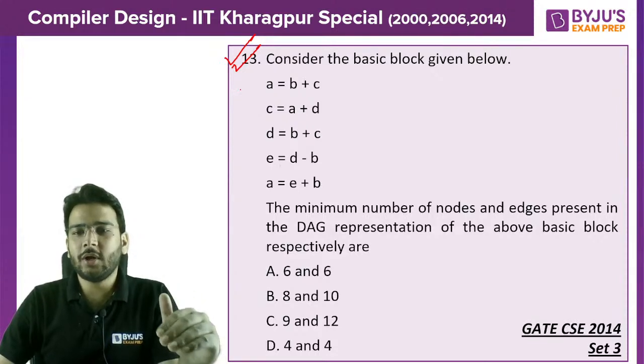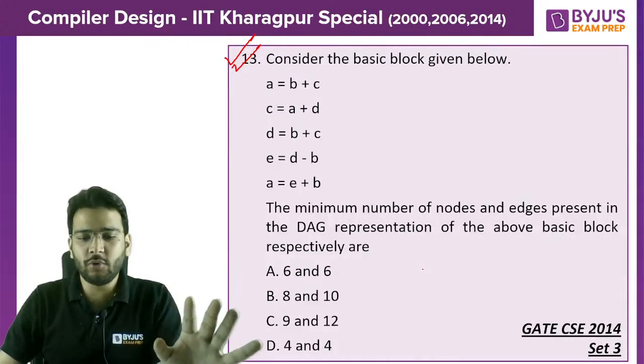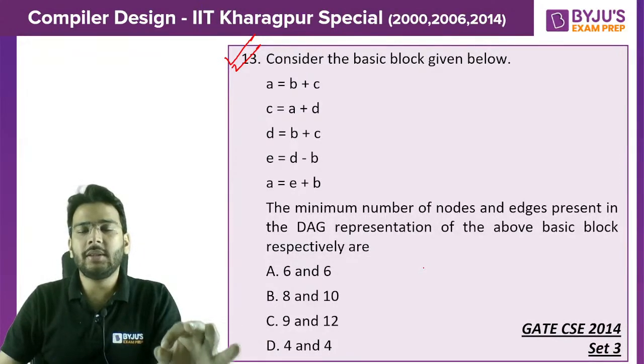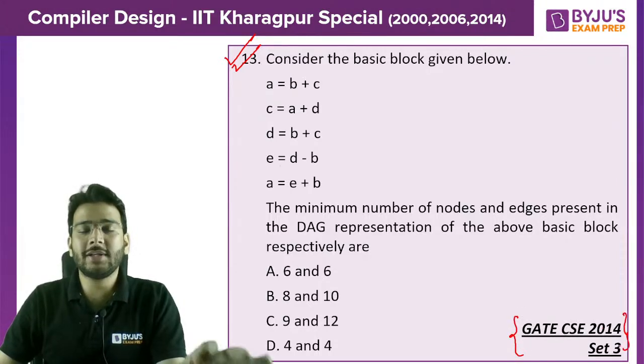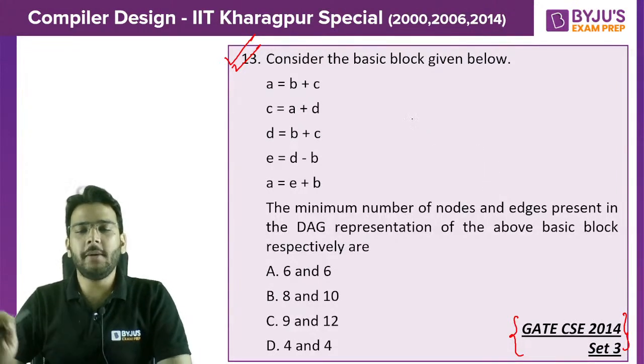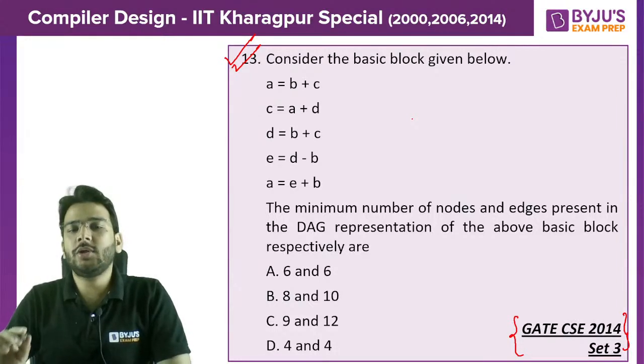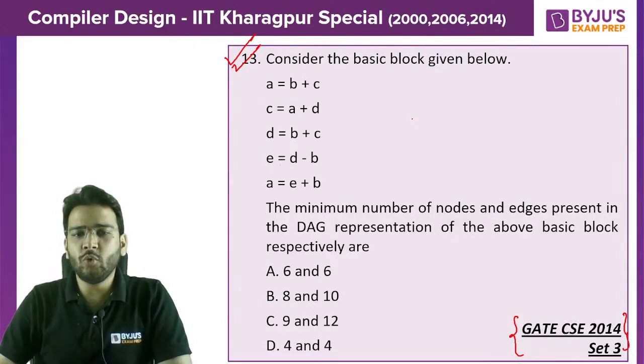Yes, guys, quickly solve this. Very important question. Find the minimum number of nodes and edges in the DAG representation, and this is again from GATE CSE 2014 set 3. Very important question. Now in this question you will learn one more thing, okay? Those who don't know how to solve this question, quickly try, then I'm going to solve this question for you. Tell me what should be the answer here.